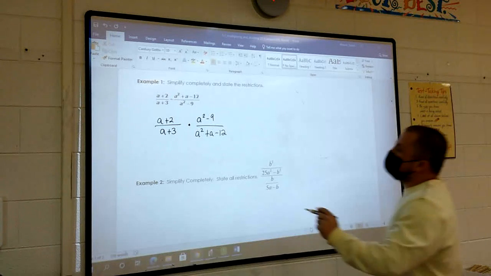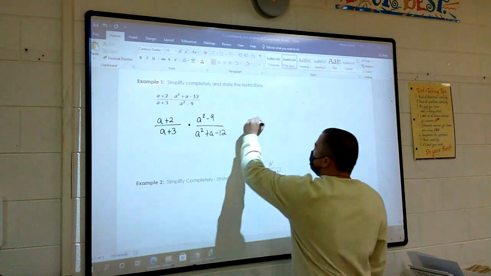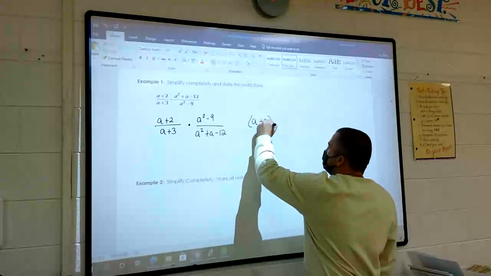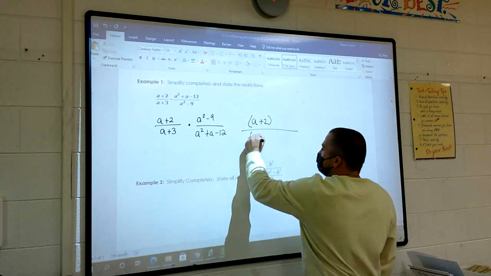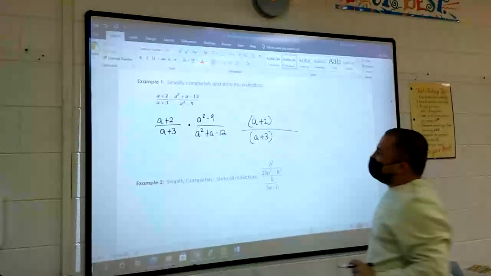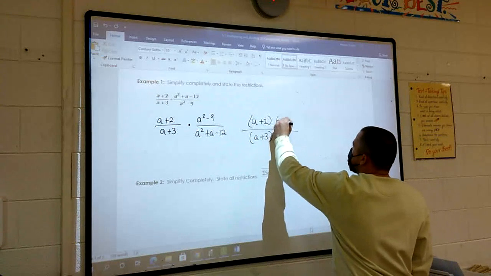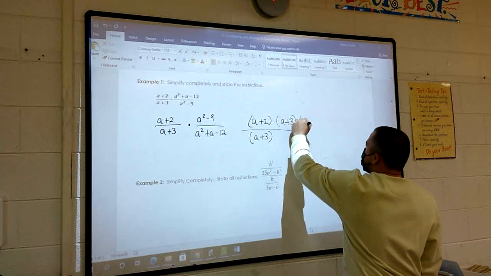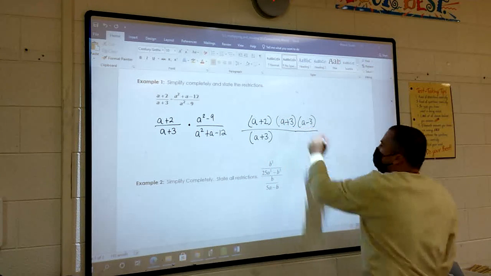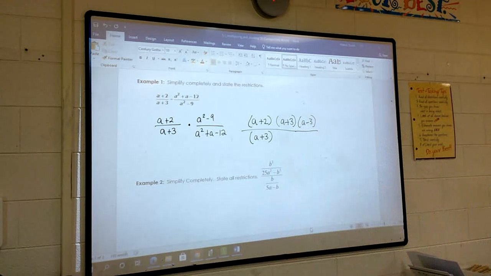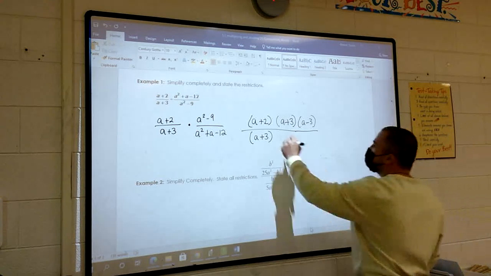So now we got to factor. On the left side, there's nothing to factor. So the a plus 2 is there. The a plus 3 is there. A squared minus 9 is the difference of squares. So square root of that. So you have a plus 3 and a minus 3. And then a squared plus a minus 12. So we got two numbers that multiply to give you negative 12 and add to give you a positive 1. And that is what?